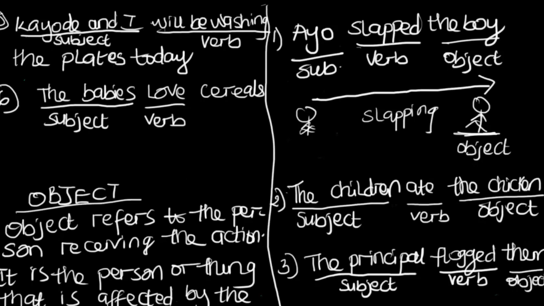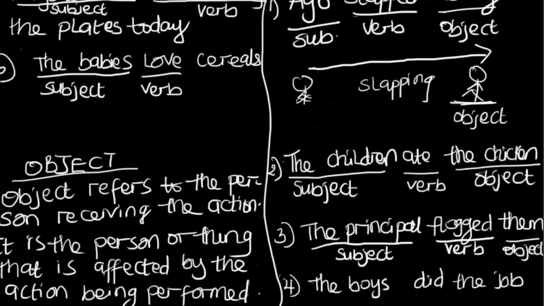Can we take 2 more examples? Yeah, let's do that. What action is being performed? The action of doing. So we have this as the verb. Who are those doing something? The boys. So we have it as the subject. What are they doing? They are doing the job. Call it the object.